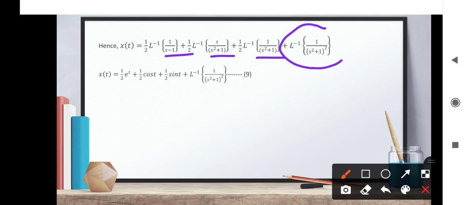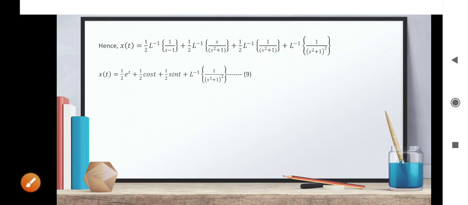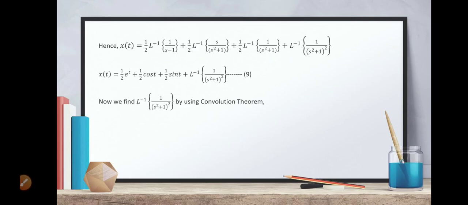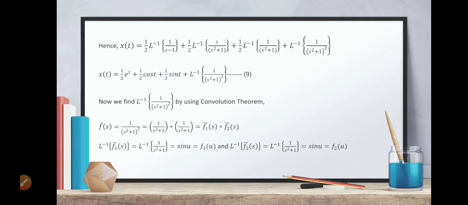Still we have to apply one method to find L inverse of 1 upon s square plus 1 bracket square. So here you can apply the convolution theorem method to find this last inverse LT. 1 upon s square plus 1 bracket square will be your f bar of s. You have to write it as a product of f1 bar and f2 bar. Then find their inverse LT. Surely you will get f1 and f2 same as sin u. Apply the convolution theorem.